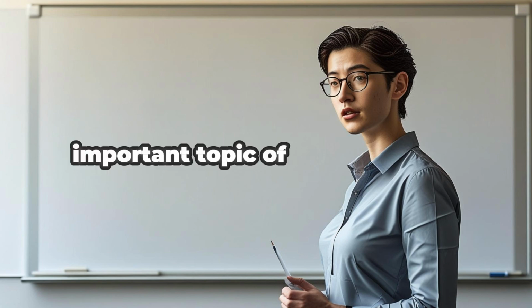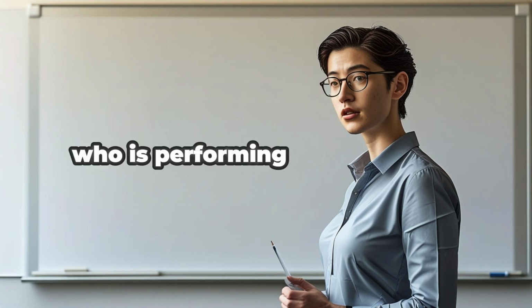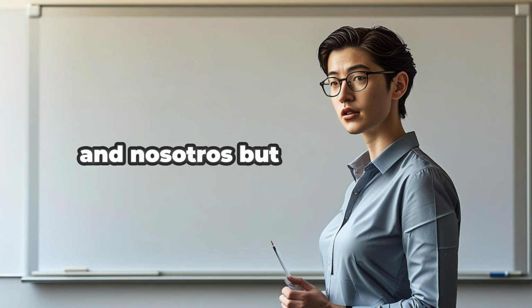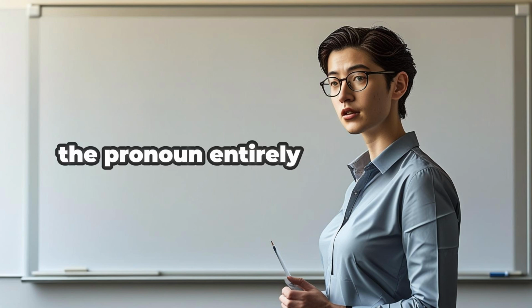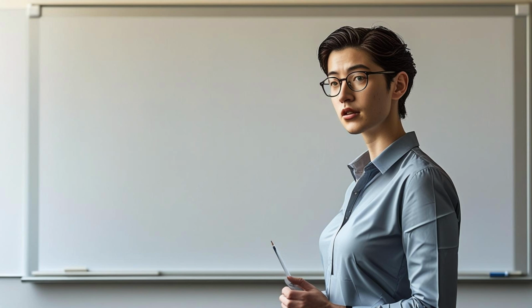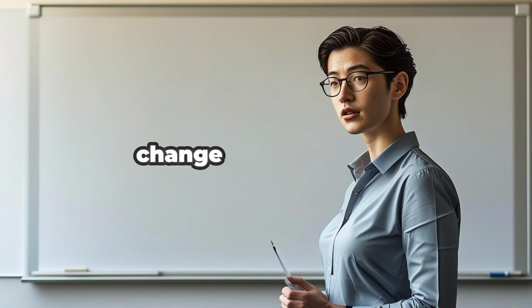The first important topic of Lesson 2 is subject pronouns, which tell us who is performing the action. In English, we say I, you, he, she, we. In Spanish, these are yo, tú, él, ella, and nosotros. But here's the interesting thing. Spanish often drops the pronoun entirely because the verb form already tells us who is doing the action. For example, I speak can be yo hablo, but most native speakers simply say hablo. The meaning doesn't change. This is why Spanish sounds smoother and more direct.